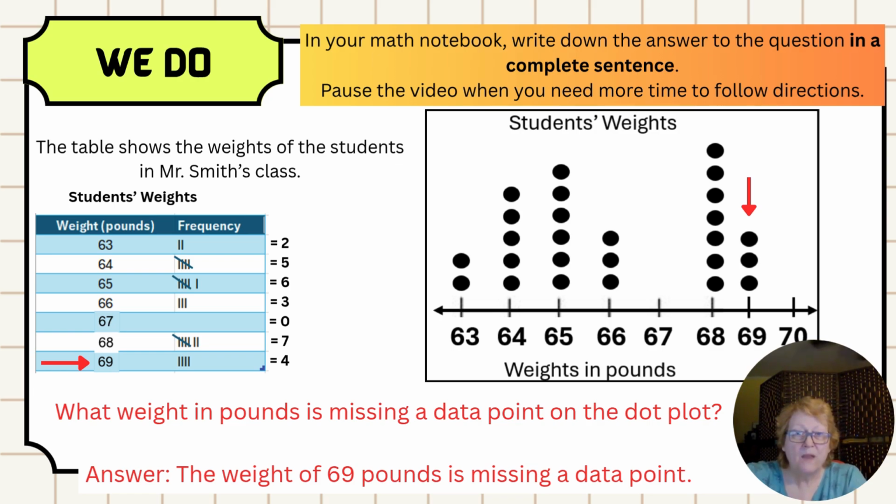pounds. So we are also asked in the directions of this problem to write the answer to the question in a complete sentence. And using the RACE strategy, we take our question and we use that question to restate it in our answer. So the weight in pounds that is missing a data point is 69 pounds.